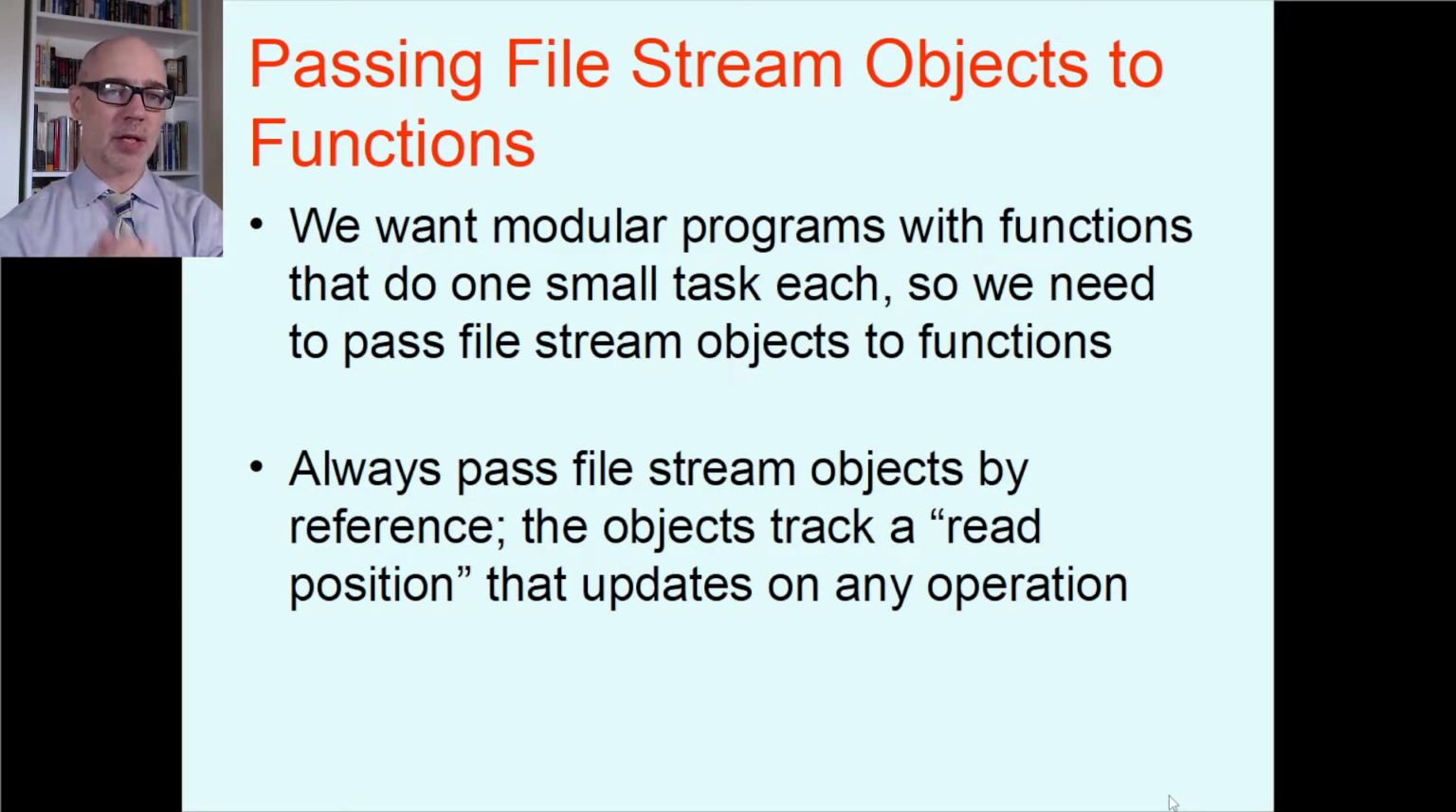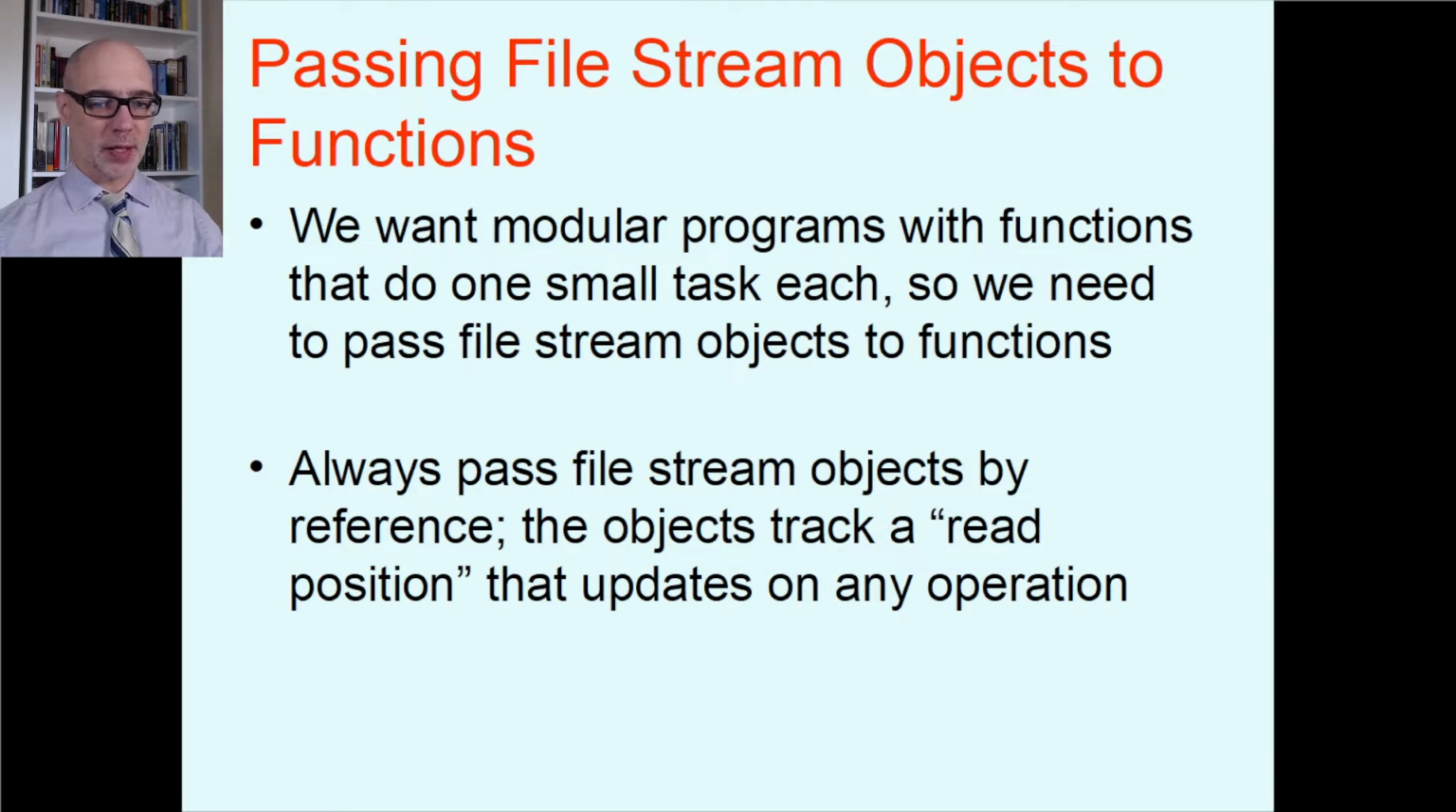So first of all, passing file stream objects into functions. Now again, a little bit of philosophy we come back to over and over again. We want our programs to be modular with functions that do one small task each so other programmers can read just a little snippet and understand what's going on there. So of course, we're going to need to be able to pass file stream objects to functions. And you can do that, basically just like any other kind of variable or structure. One little detail is, remember, you have to always pass your file stream objects by reference.